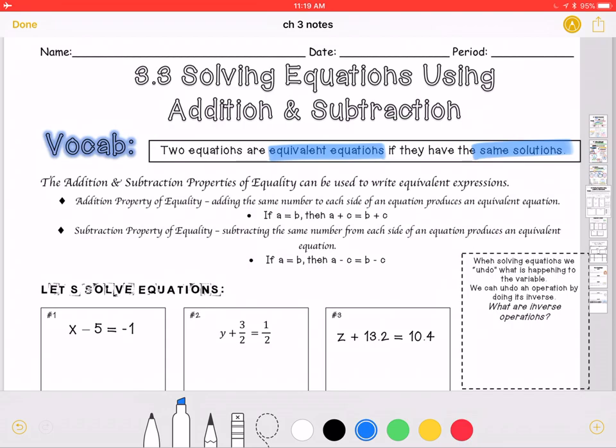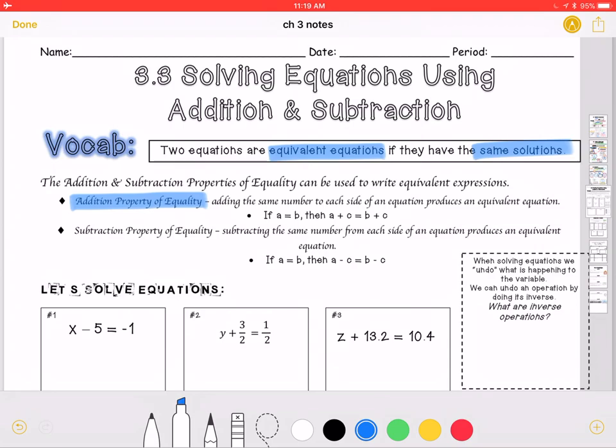So first we have some properties of equality I want to talk about. The addition and subtraction properties of equality can be used to write equivalent expressions. So when we have the addition property of equality, what that is telling us is that adding the same number to each side of an equation produces an equivalent equation.